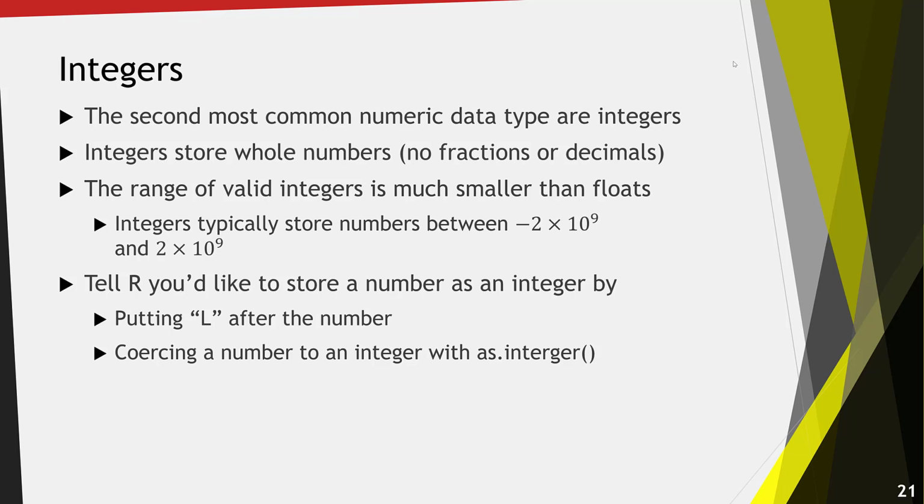So integers are the second most common numeric data type used in R. Integers store whole numbers, so no fractions or decimals. The valid range of integers is much smaller than floats. Typically, the smallest integer is around -2 times 10 to the 9th power, and the largest is around 2 times 10 to the 9th power. You tell R you'd like to store a number as an integer by putting an L after the number. You can also coerce a number to an integer using the as.integer function.